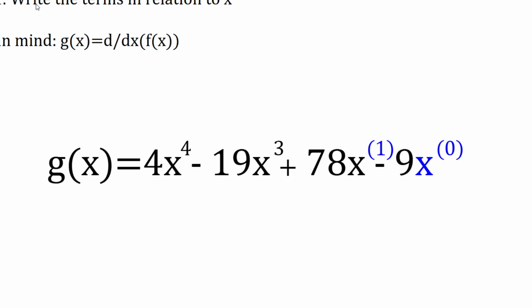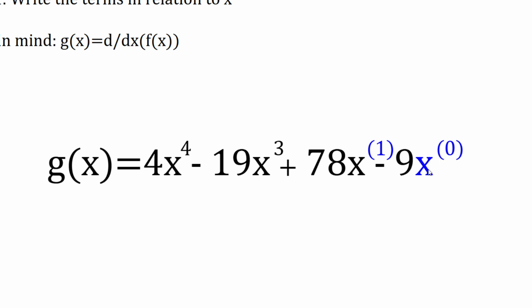First step is writing the terms in relation to x. Now before we do that though, I want to show you that I wrote g of x as g of x would just be equal to the derivative of f of x. Writing the terms in relation to x just means that 78x, if you see that x, that's just going to be to the power of 1, since x to the power of 1 is just x. And this will make solving for a derivative much easier, but it's not necessary.